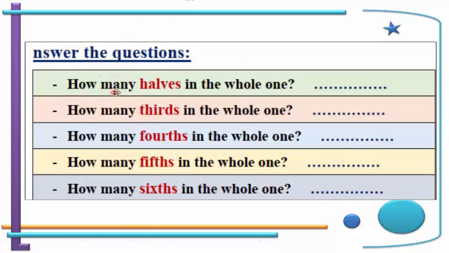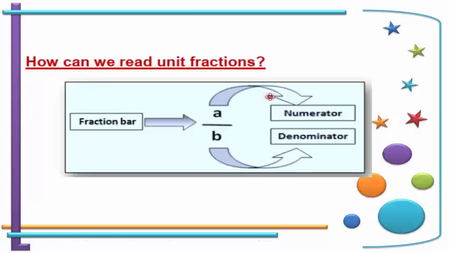Answer the question. How many halves in the whole one? Yes, 2. Excellent. How many thirds in the whole one? 3 thirds. How many fourths in the whole one? 4 fourths. I can say 4 quarters. Okay. How many fifths in the whole one? 5 fifths. How many sixths in the whole one? Excellent. 6 sixths.